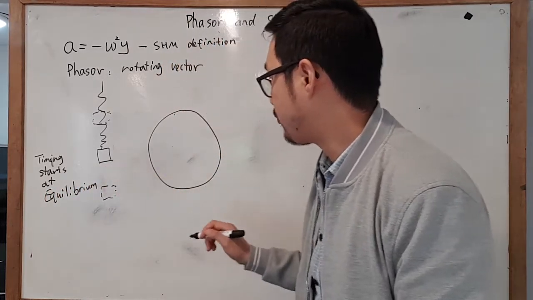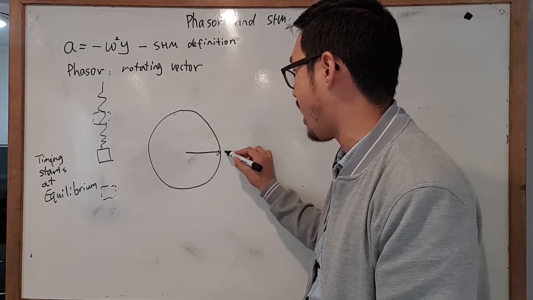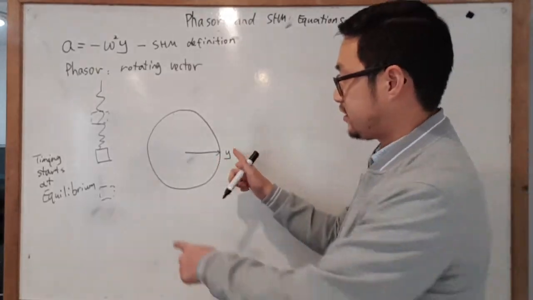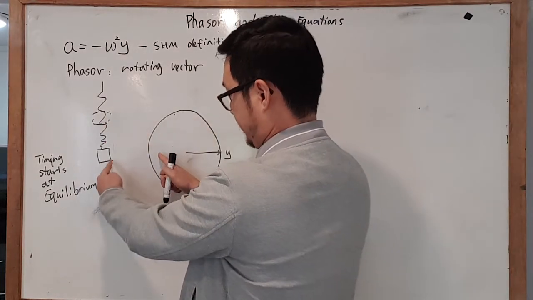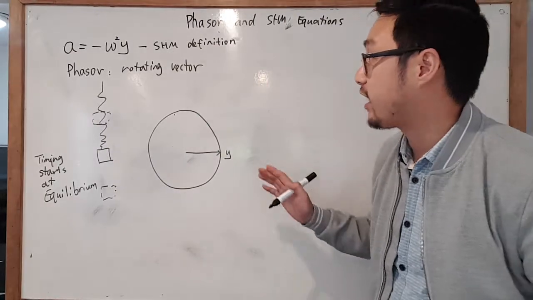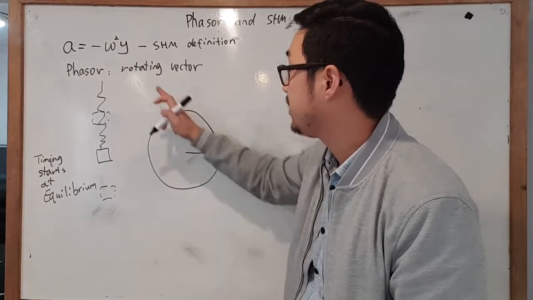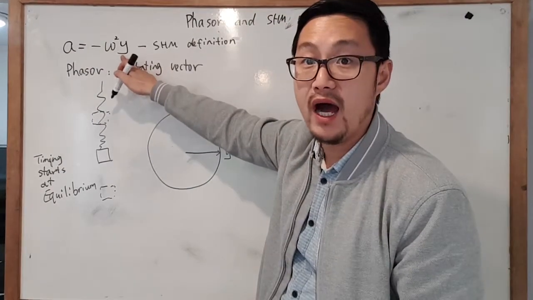If the timing starts at equilibrium, that's when the phasor of y, of displacement, is going to be over here, because that's the reference circle. When it starts to go up, this moves up to here, and then coming down, coming back up, like that, right? So timing starts from here. And then according to our equation over here, acceleration is in the opposite direction to y, okay?